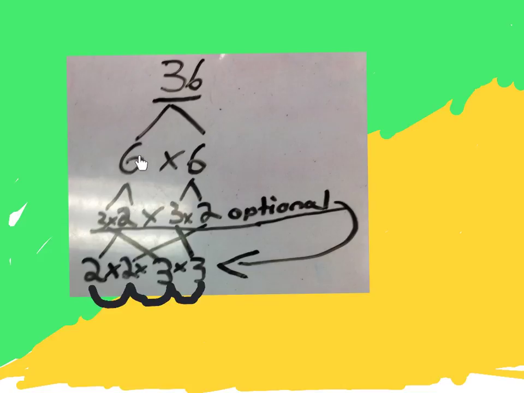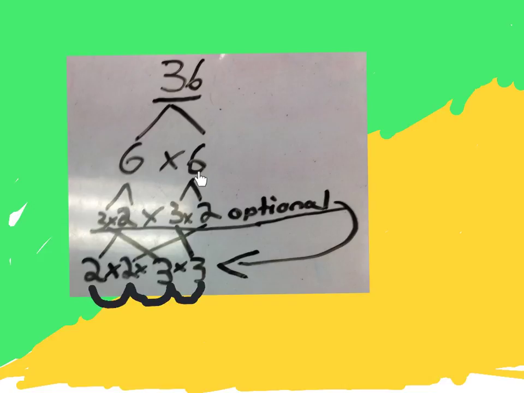So we have 36. Now you have to think of this as any number over here at the top, any number. Over here we have 6 times 6, because that equals 36. And then you have to find something that makes that. Then you take these numbers and see what can turn into them. If it becomes a prime number, then you're basically done.